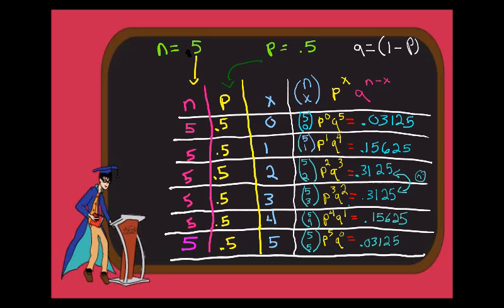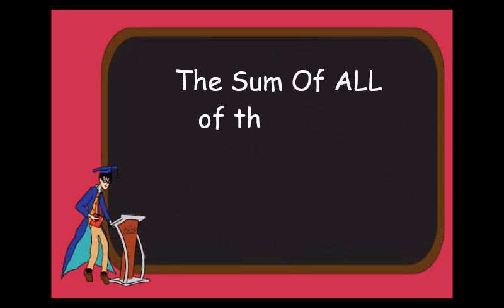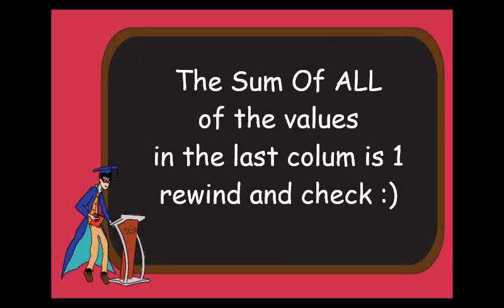Everyone still with me? Well, we're approaching the end of this video, but one of the last things that I want everybody to know is that the sum of all the values in the last column, so the binomial column, is 1. So if you add up all those values together, you should have gotten 1. And there is plenty of time, now that you're at the end of this video, to go back and check my work. It is true, though.